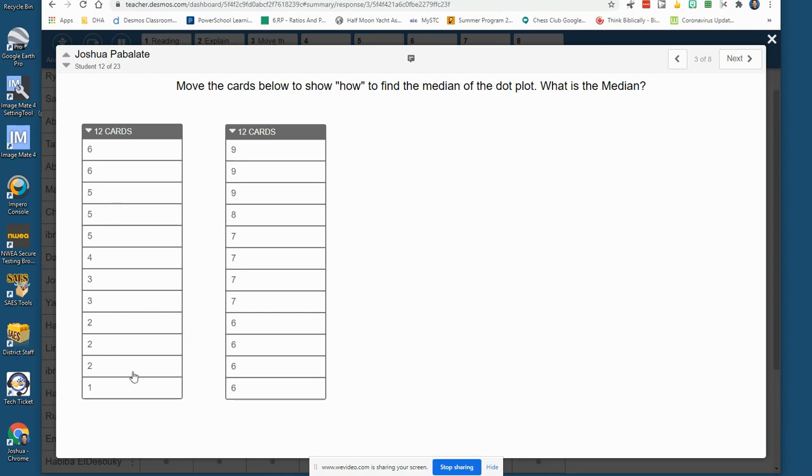I can just count. Again, there's 24 cards. I need to find the 12th and 13th. Well, here's 1, 2, 3, 4, 5, 6, 7, 8, 9, 10, 11, 12. There's my 12th one. So this would be my 13th one. And then I would take the average of those two numbers. All right. So again, list them out, put them in order, and then find the 2 in the middle, or 1 in the middle, if there's an odd number of data in your set.